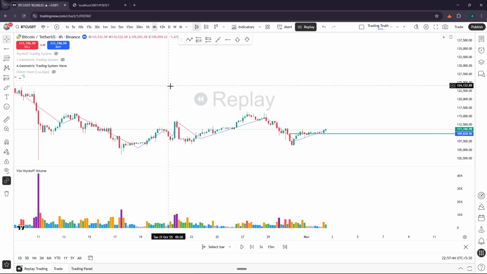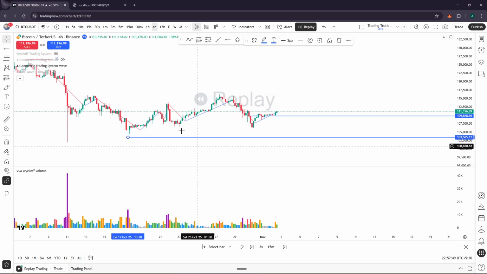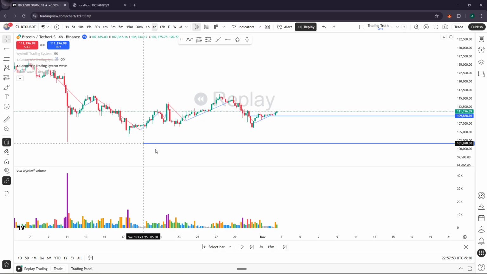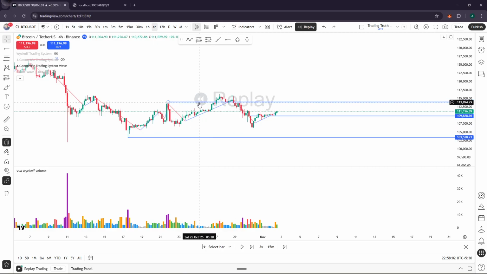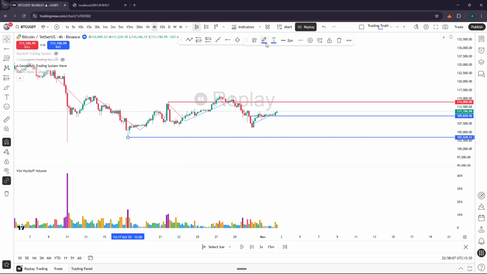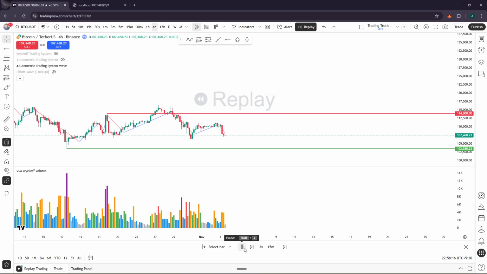So if I take this as a swing low, you can actually use the magnet tool. Whenever I take this and come here, it just snaps to the lowest point. And when I come here, I'll just click there. That's resistance. So I can come here, do that, and put it here. Now I'll just run the simulation and you'll see how the market reacts.